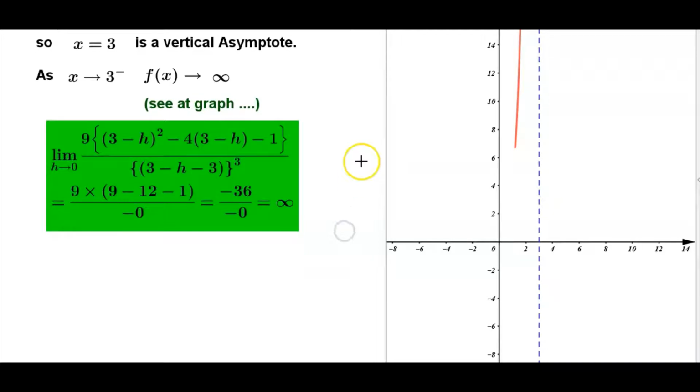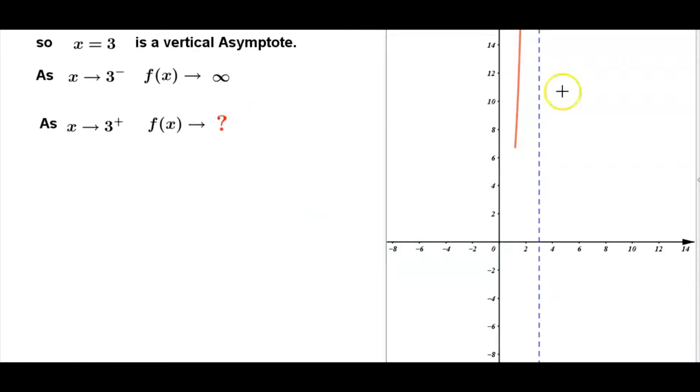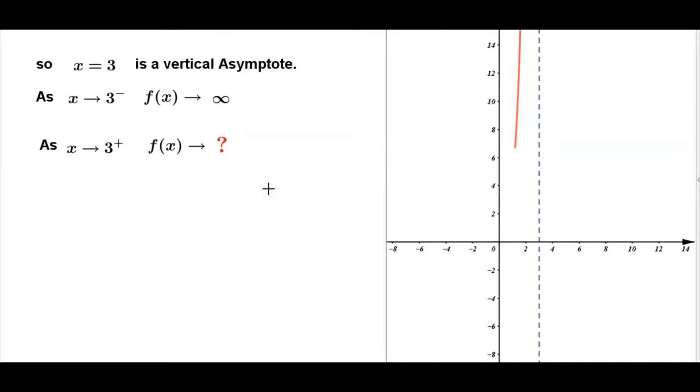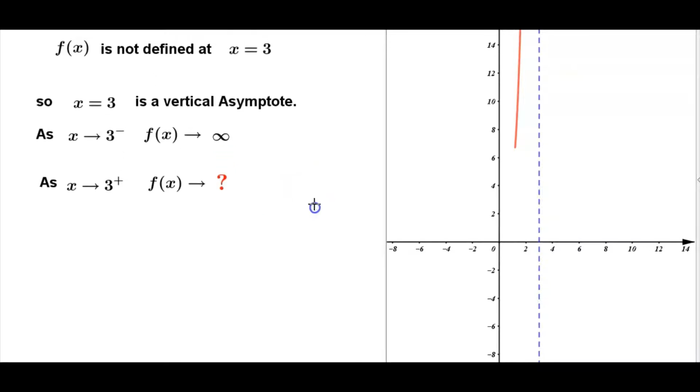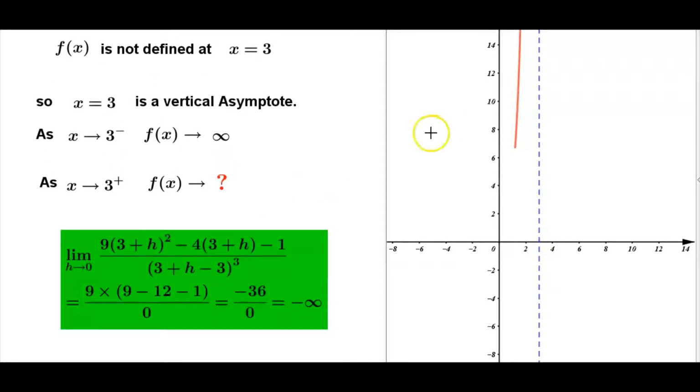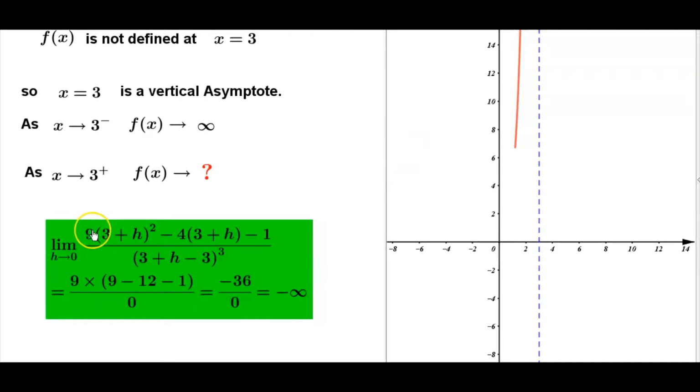Okay, now we consider the right hand limit. As x approaches 3 from the right hand side, that is known as the right hand limit. We can use the rule to find the right hand limit. For the left hand limit we put 3 minus h, for the right hand limit we put 3 plus h. That is the difference.